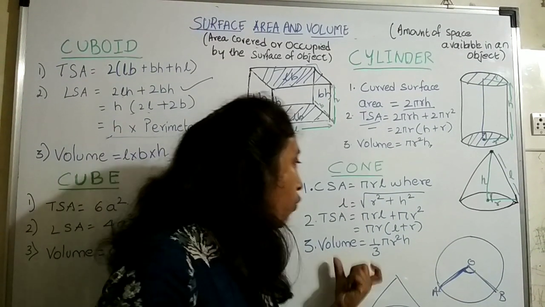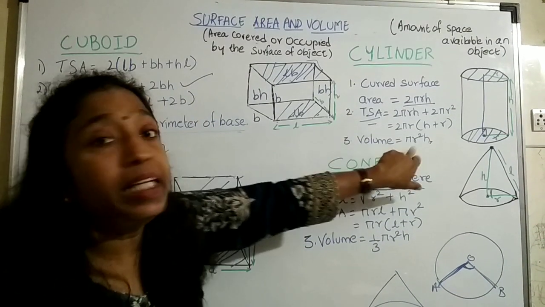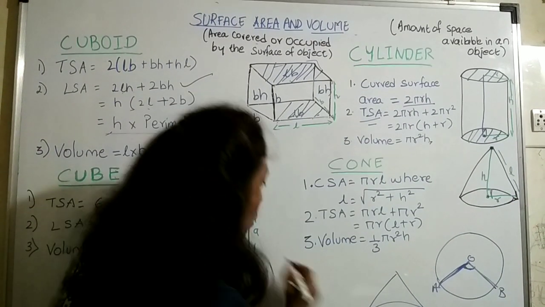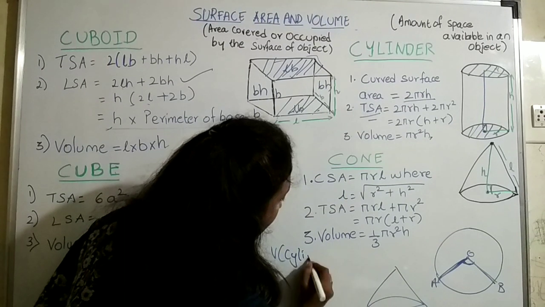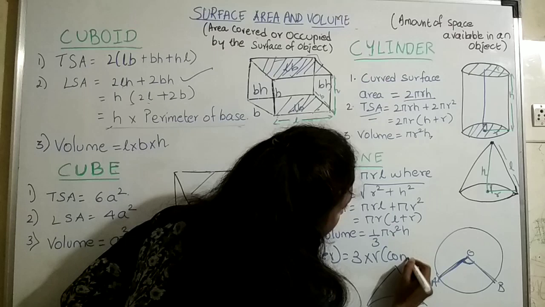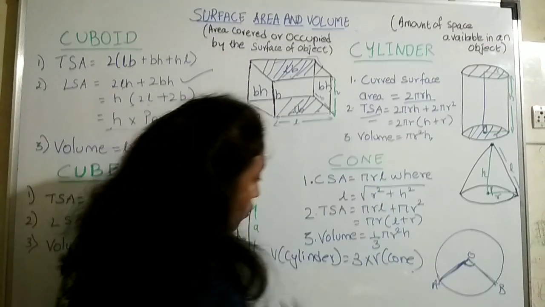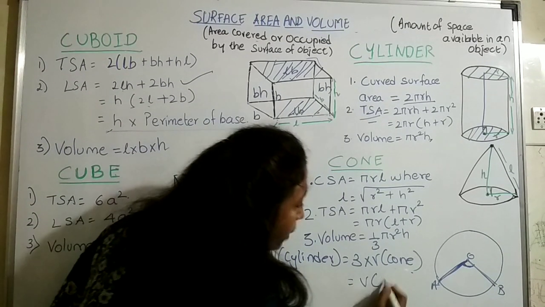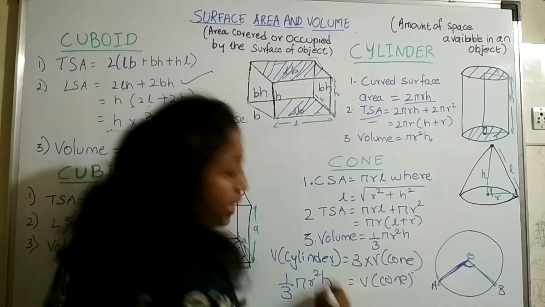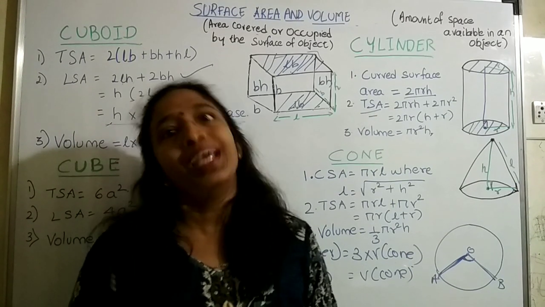Coming to the volume of a cone, we know there is a beautiful relation between a cylinder and a cone. The volume of the cone is 1/3 of the volume of the cylinder, or we can say the volume of the cylinder is 3 times the volume of the cone. You must be knowing this. The cylinder is bigger. So the volume of the cone will be 1/3 of the volume of the cylinder. Volume of cylinder is pi r square h. So the volume of cone is 1/3 pi r square h.